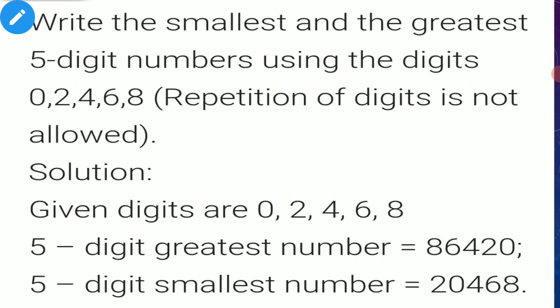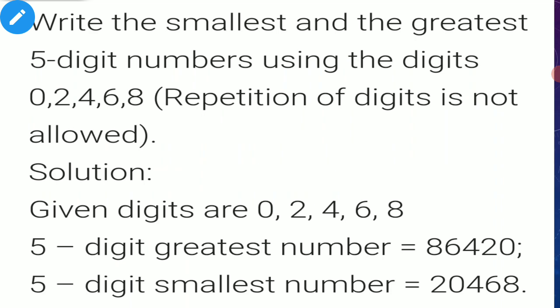So when we write the greatest 5-digit number, among these digits, which is the greatest digit here? It is 8. Then comes 6, then comes 4, then comes 2 and then comes 0. So if we write these digits in descending order, then we will get the greatest 5-digit number. So the greatest 5-digit number will be 86420.